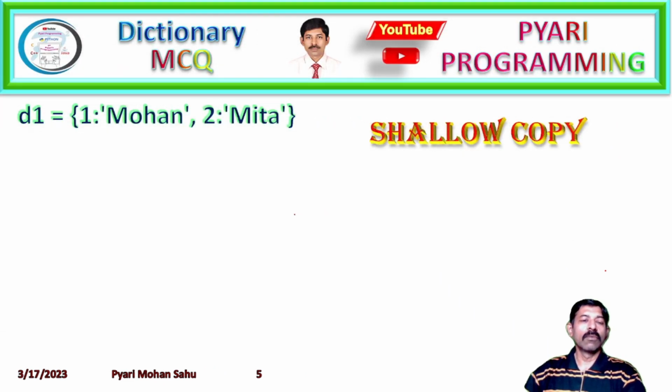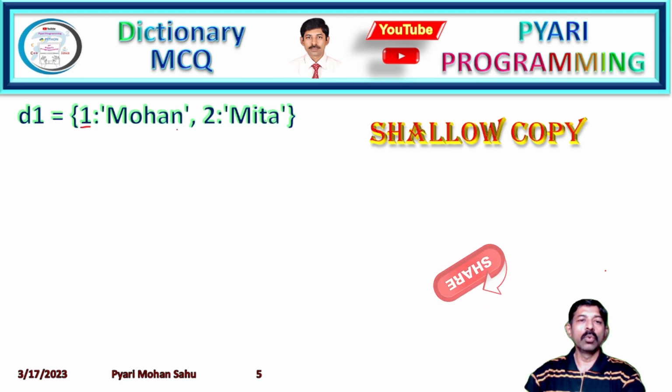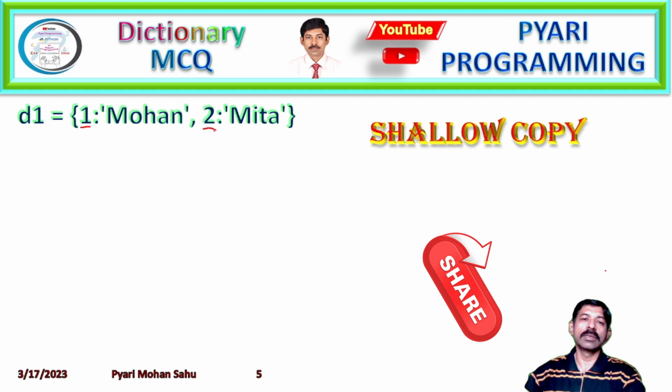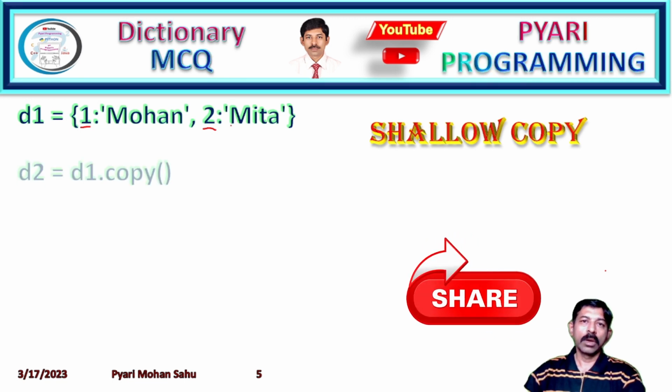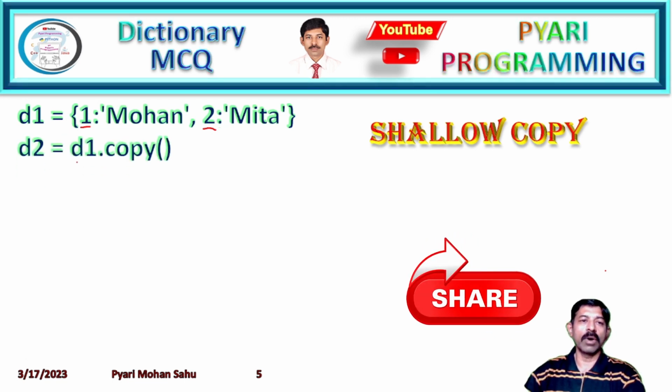Now let's see one example I have given over here. We have taken a D1 as a dictionary where 1 is my key, 2 is my key, Mohan and Mita is the value of the dictionary. Now what I am doing over here, I am saying D1.copy.